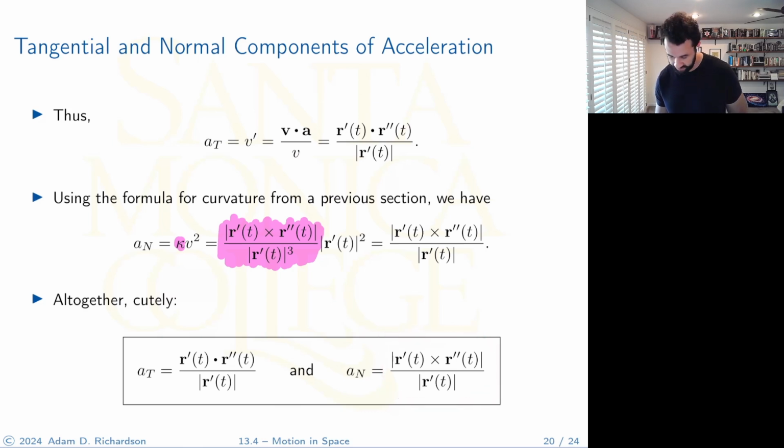Very similar, very similar. So this one's just r prime dot r double prime. This one's r prime cross r double prime, and then take the length. And then they're both divided by the length of r prime. Again, something I'll say: you do not need to memorize these formulas. I will give you these formulas on the exam.